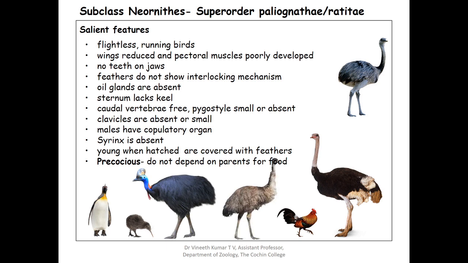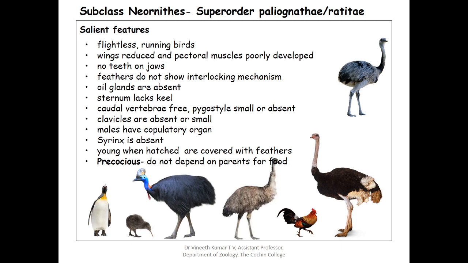they do not depend on their parents to feed. Soon after they hatch from the egg, they start feeding by themselves. And this particular feature is called precocious young ones. Precocious in the sense they do not depend on their parents for food. After hatching itself, they start to hunt, or they start to find their food by themselves. They do not depend on their parents.